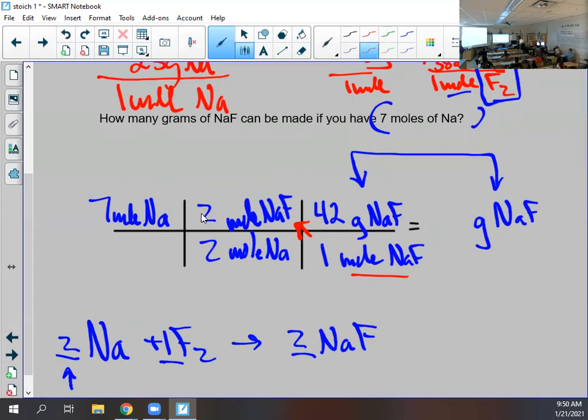Now, be reasonable and smart here. Why multiply by 2 in one step and divide by 2 in the next? No, that one cancels out. That doesn't always happen, but it did this time. So we have 7 times 42. So 294.